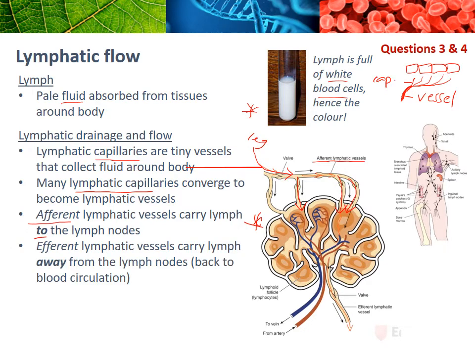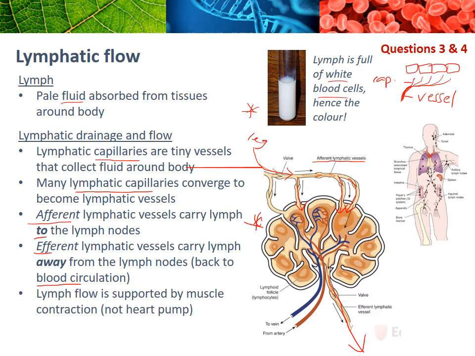The vessels that leave the lymph node after the fluid has been checked, which we'll go through in a second, are called efferent lymphatic vessels. So this one here is an efferent lymphatic vessel, and the lymph will leave the lymph node that way. When fluid leaves lymph nodes, it's been checked, it's been cleared, it gets dropped back into the blood circulation. Lymph only really travels to lymph nodes. Once it's been checked for pathogens, it then goes back into the blood circulation and gets pumped around your body as blood.